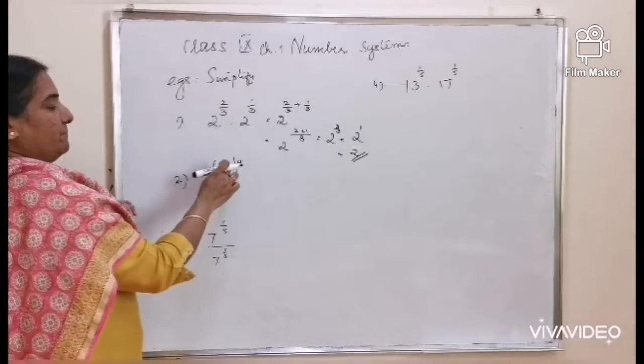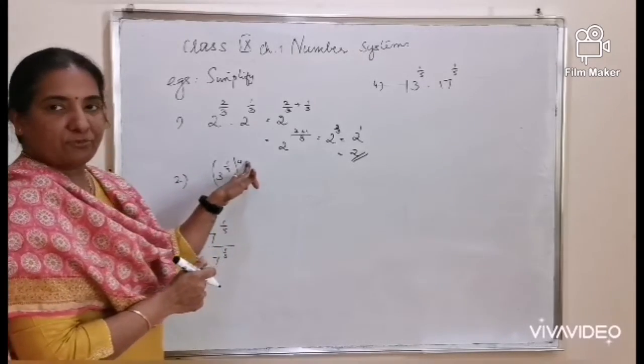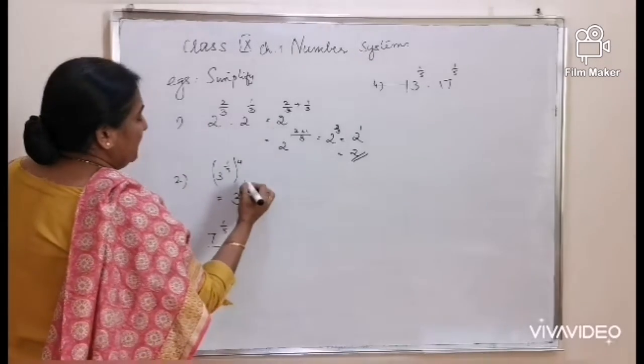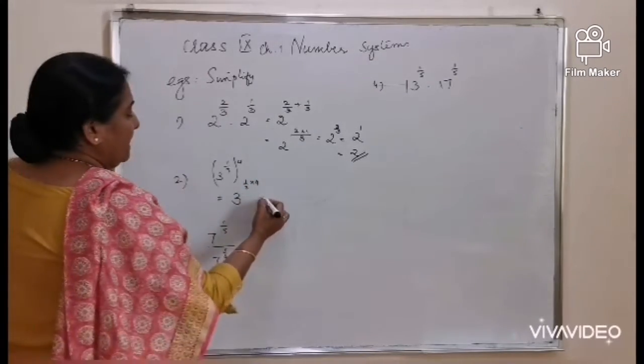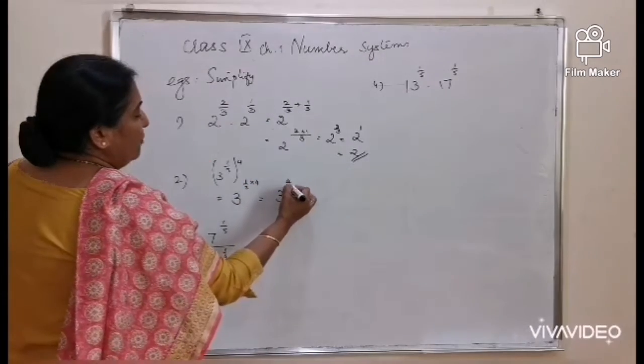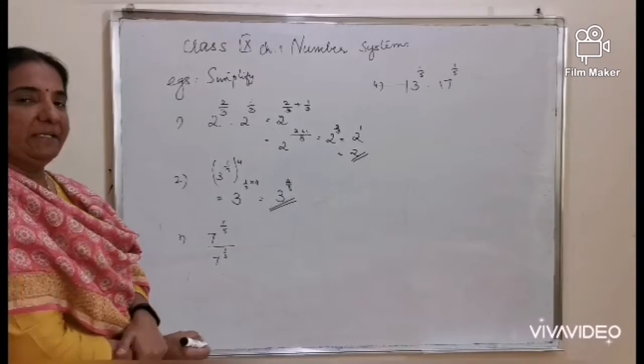A raised to m to the power of n, or a raised to p to the power of q, is a raised to 1 by 5 into 4, 3 to the power of 4 by 5. Further, it cannot be simplified.